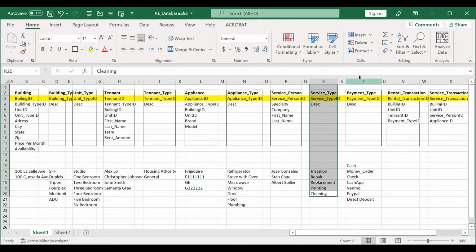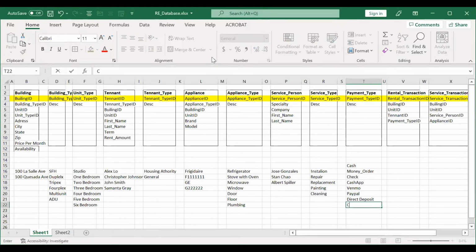So payment type, right? So each tenant pays, hopefully, for the unit, and method of payment could be cash, money order, check, Cash App, Venmo, PayPal, direct deposit, credit card. Right, credit card. Also, I think this is it in terms of, we can stop here and think about now our transactions.